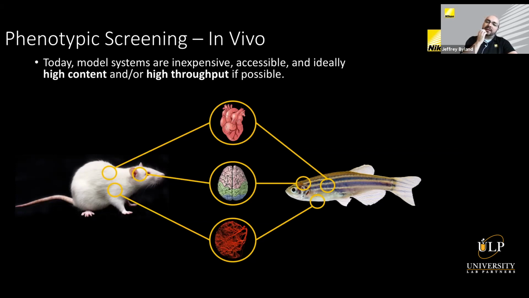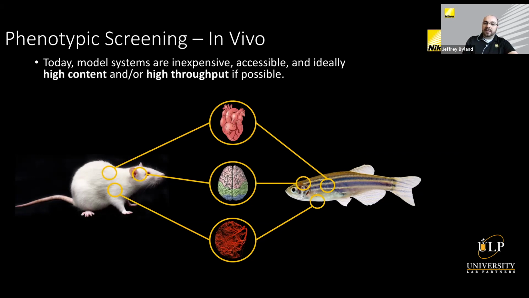So high content means that the amount of data that can be extracted from each sample, each subject is high, meaning that you can extract a lot of information per read or per round of experiments. And then high throughput means, if possible, you can get through a lot of samples very quickly, right? The more samples you can get through in a certain period of time, the more efficient it can be.